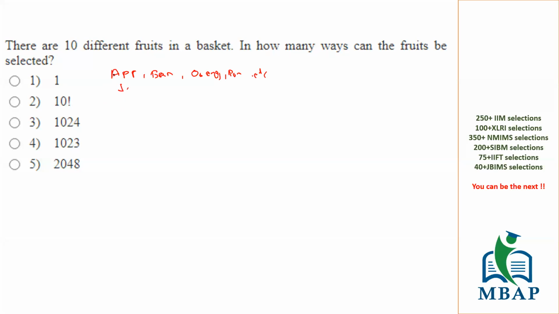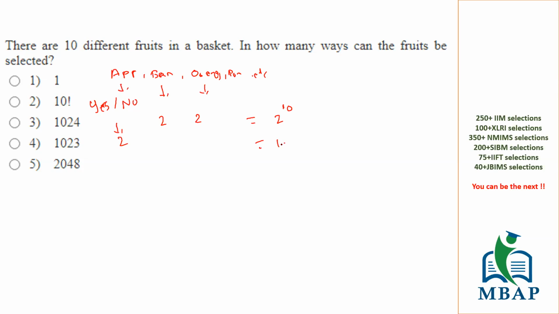If you have an apple, either you'll select it or you'll reject it. So it will be either yes for an apple or no for an apple. So how many ways are there to select an apple? There are two ways, right? The same goes for banana: either you'll get the banana or you won't. So again two ways. Same for orange, either you select it or you reject it. So again two ways. The total number of ways will eventually be 2 raised to 10.